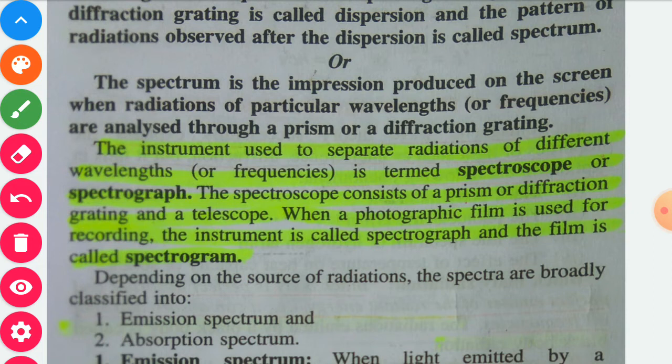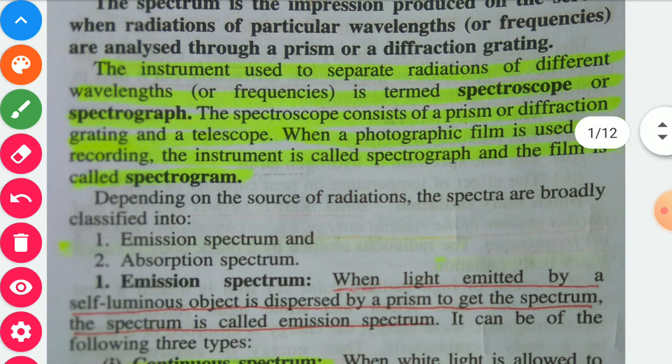Depending on the source of radiations, the spectra are broadly classified into emission spectrum and absorption spectrum. So first of all, emission spectrum. When light emitted by a self-luminous object is dispersed by a prism to get the spectrum, it is known as emission spectrum.